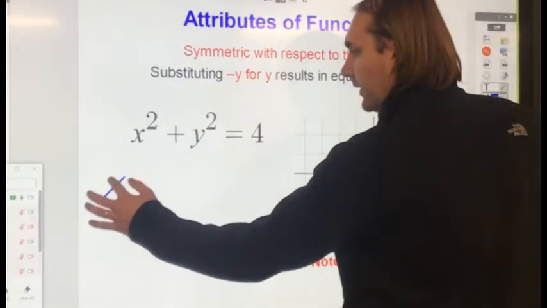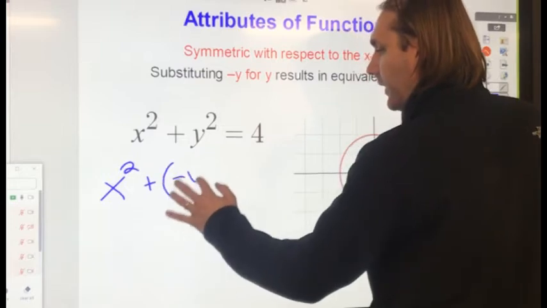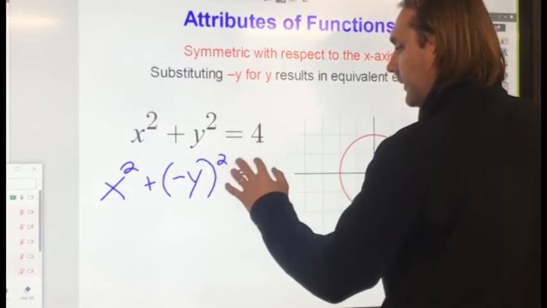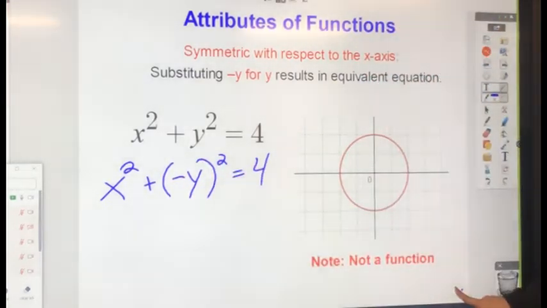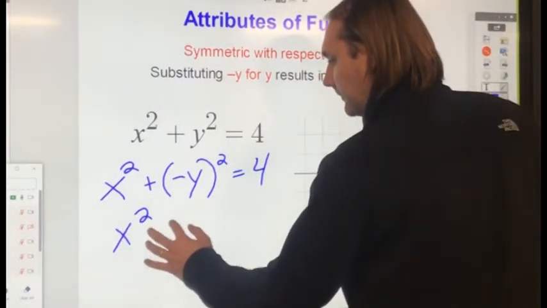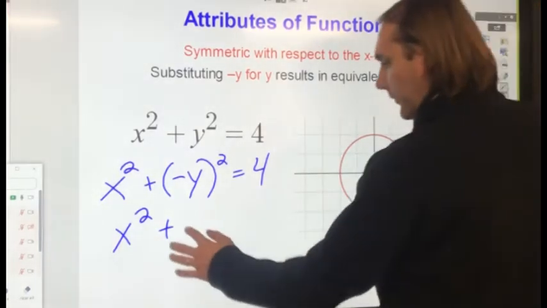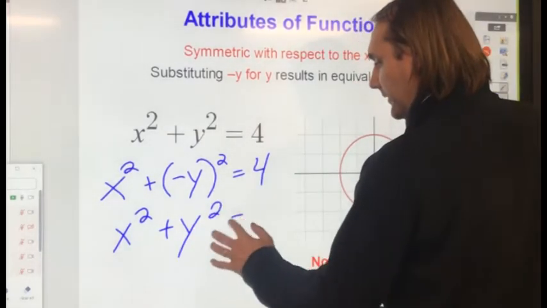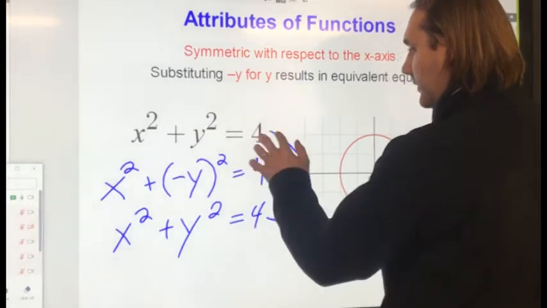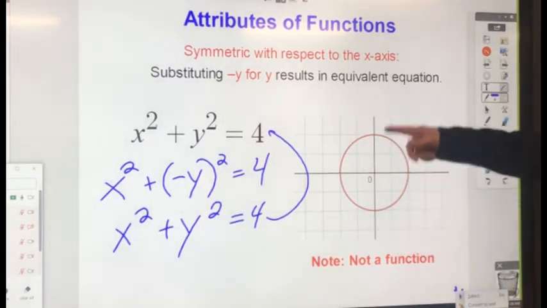So I have x squared plus negative y squared equals 4. And now simplify. That gives me x squared plus what? Negative y squared, or y squared. Yeah, plus y squared, right? That negative turns into a positive, equals 4. And is that my original function? It is. So this is symmetrical along the x-axis.